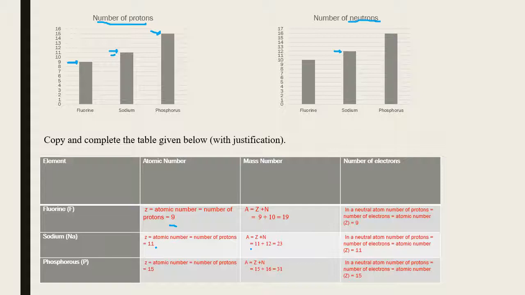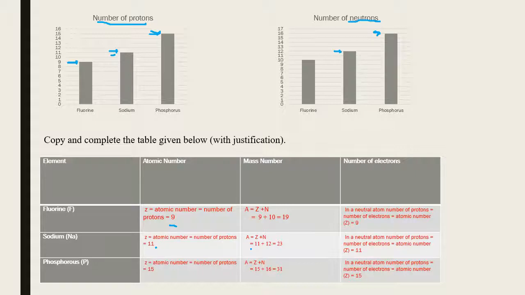Then we have phosphorus. For phosphorus, the number of protons is 15. We got it from here. What's the number of neutrons? It is 16. 15 plus 16 is 31. So this is how we find out the mass number.